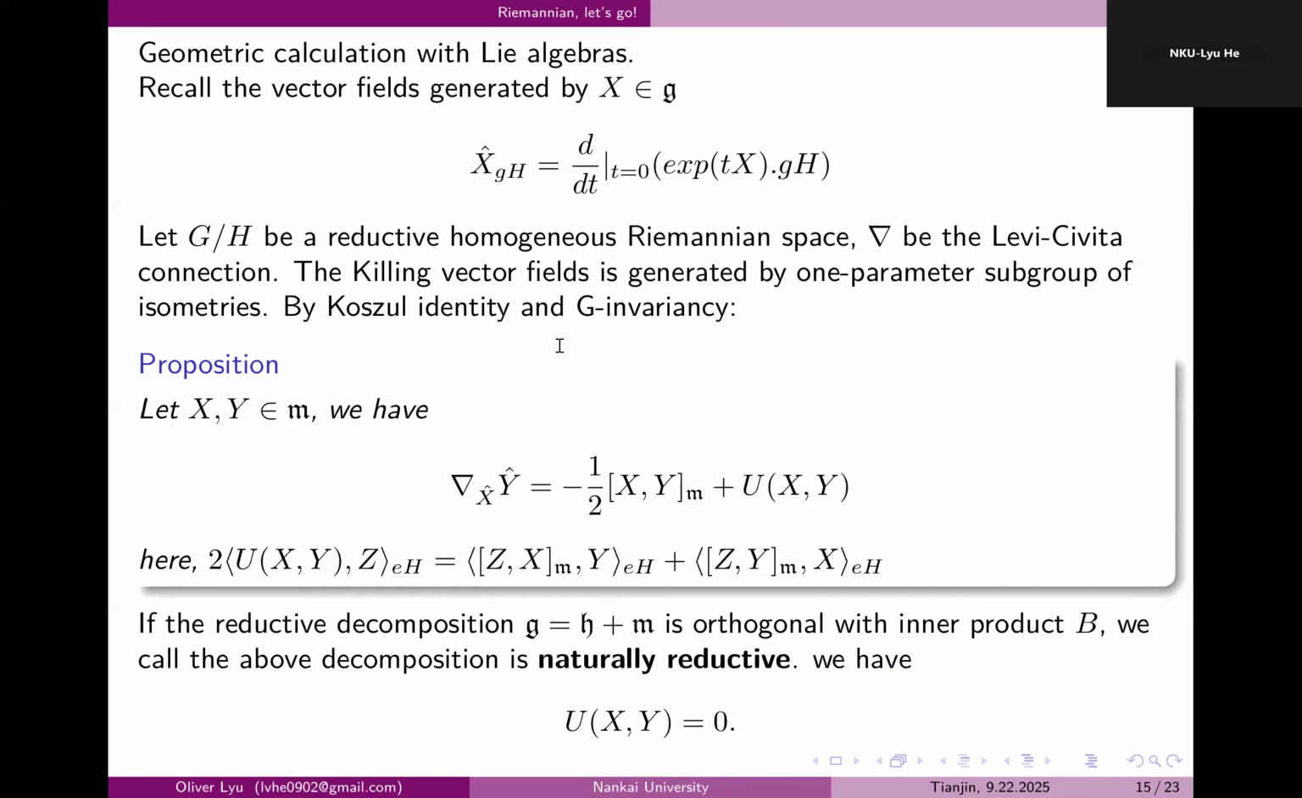If we make a stricter restriction, say this reductive decomposition is orthogonal with respect to the inner product, we say this decomposition is naturally reductive. In this case, the U is nothing but zero.